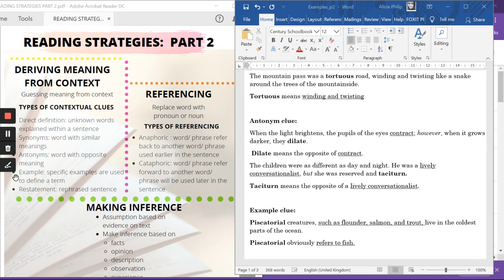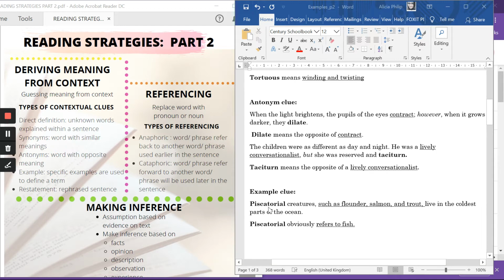Now, examples given in the passage are also clues for you to guess meaning. For example, piscatorial creature. If you see, the examples given are all examples of types of fish, correct? So basically this word piscatorial means fish.